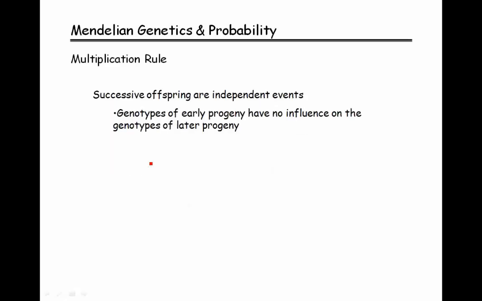Now, one place that we do end up using the multiplication rule quite a lot when we're talking about genetic crosses is when we look at successive offspring. What we mean by successive offspring is the first offspring versus the second offspring versus the third offspring, and so on. Each one of those is an independent event, meaning that the genotypes of the early progeny, which is just another word for offspring, has no influence on the genotypes of later progeny. So what happens the first time doesn't affect what happens the second time, or the third time, or the fourth time for that matter.